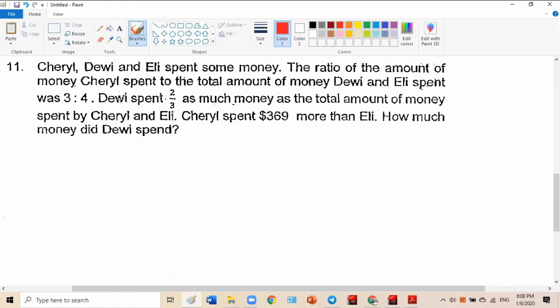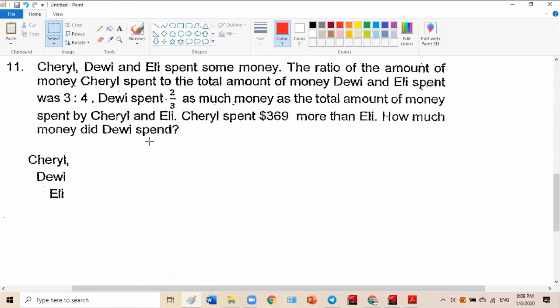Cheryl, Dewey, and Ellie spend some money. Okay, so I can't do anything again, right? So maybe I just write these three names down. Okay? That's all I can do. Okay, they have spent money. All right, next one.